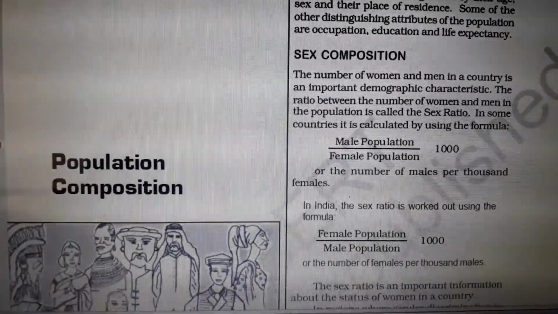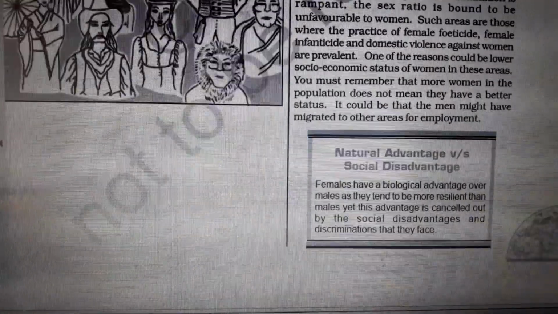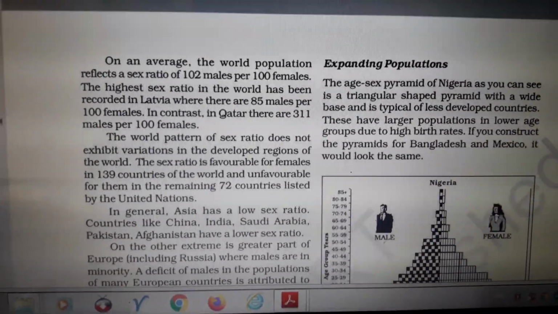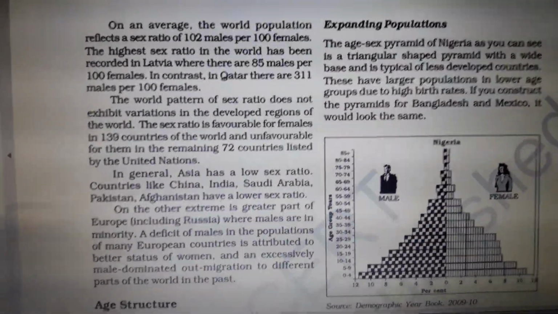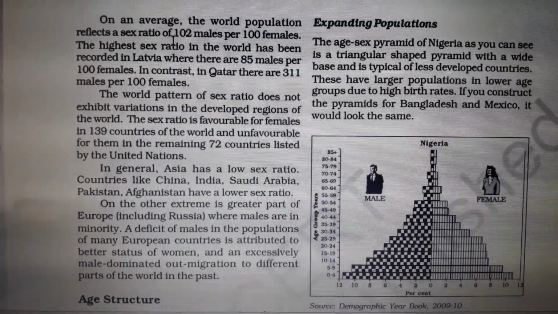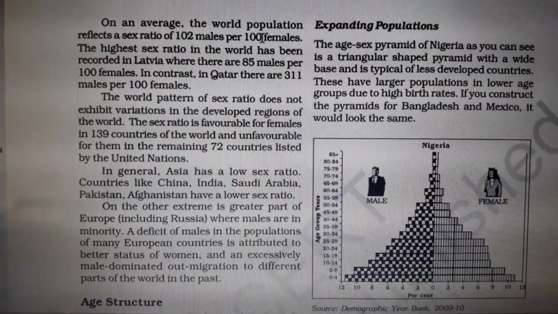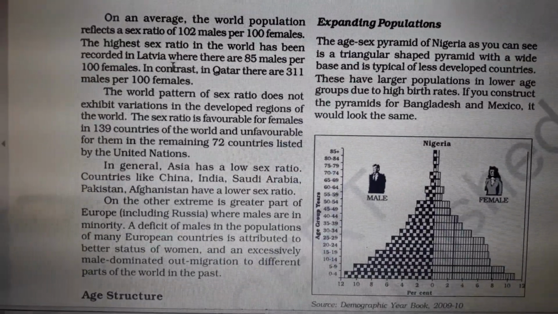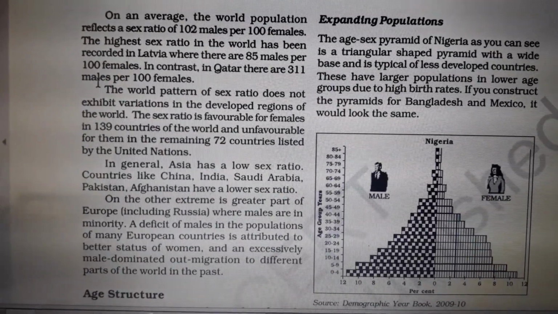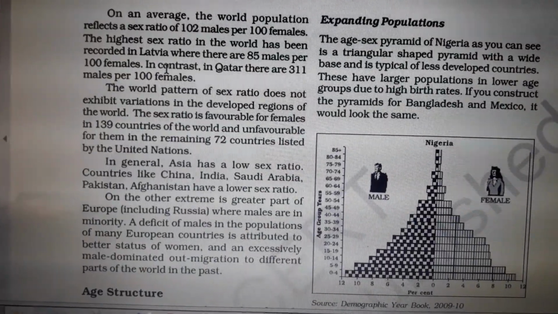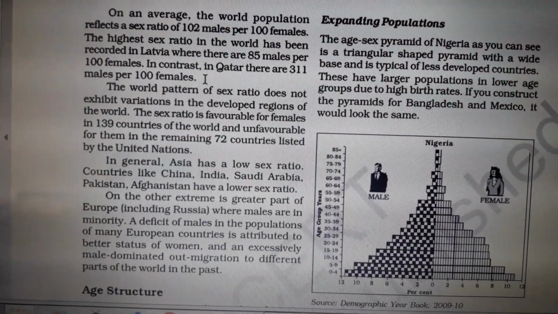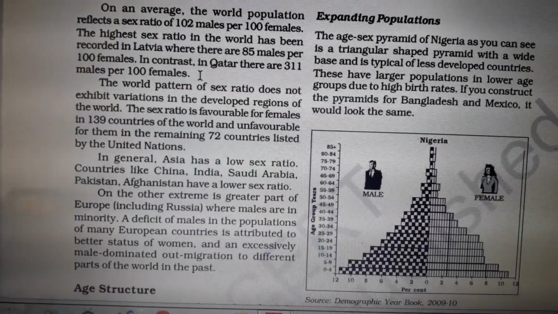You see in the book, it is given. I will show you. Okay, now you can see that on average the world population is reflected in a sex ratio of 102 males per 100 females. The highest sex ratio in the world has been recorded in Latvia, where there are 85 males per 100 females. In contrast, in Qatar there are 311 males per 1000 females. So this sex ratio varies from country to country.